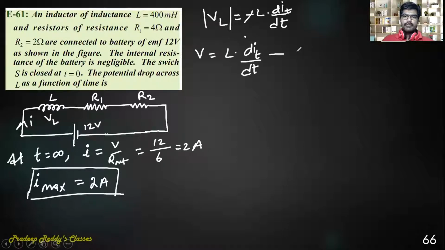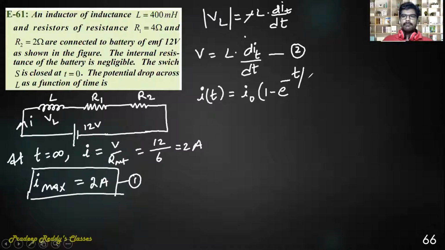Let me take this as equation number 2 and I'll use the earlier one as equation number 1. So in order to calculate the voltage dropped across here, I need to find out the equation for current. So we know current with respect to time t is equal to I naught into 1 minus e power minus t divided by L into R.